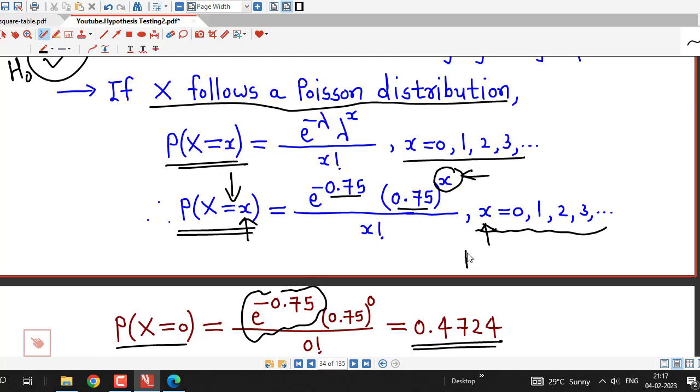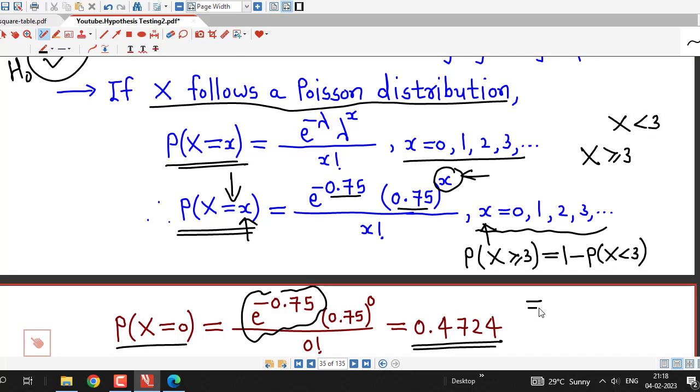So I have obtained the probabilities for x equal to 0, 1 and 2, and suppose I am interested in the probability that capital X is 3 or more. This I can rewrite as 1 minus the probability that capital X is less than 3, because we know that capital X greater than or equal to 3 and capital X less than 3 are complementary events.